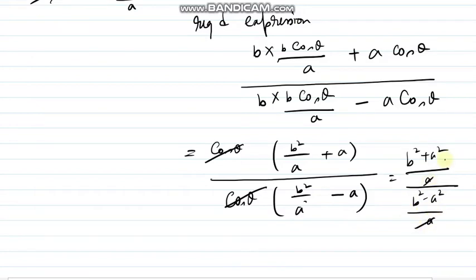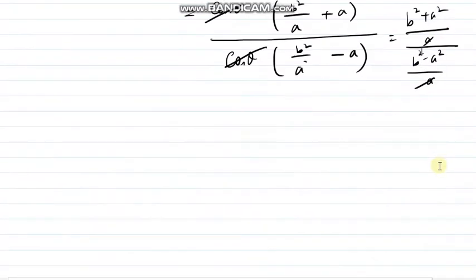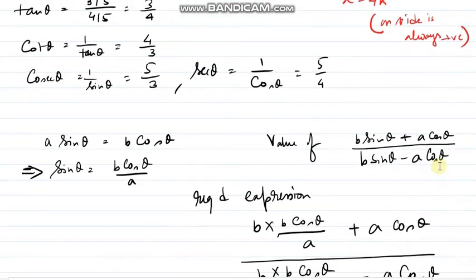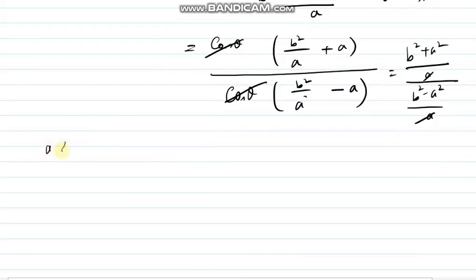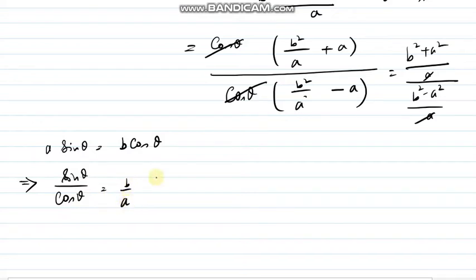So the answer is (b square plus a square) divided by (b square minus a square). If someone knows componendo-dividendo, the given sum is a sin theta equals b cos theta. So a sin theta equals b cos theta, right? From there, if I divide, can we write sin theta by cos theta equals b divided by a?